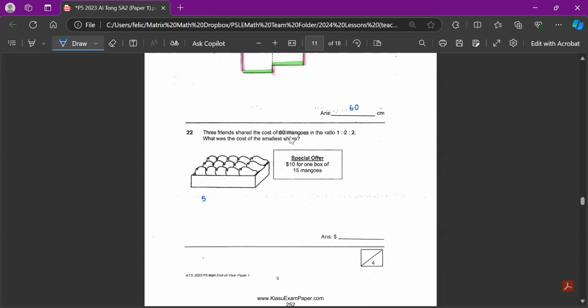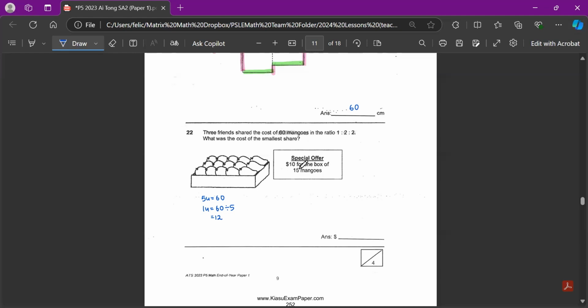You can write that down first. And of course, just find 1 unit. So 1 unit is 12 mangoes. So this will be the smallest share, the smallest share for the first friend. Now they ask for the cost of the smallest share.